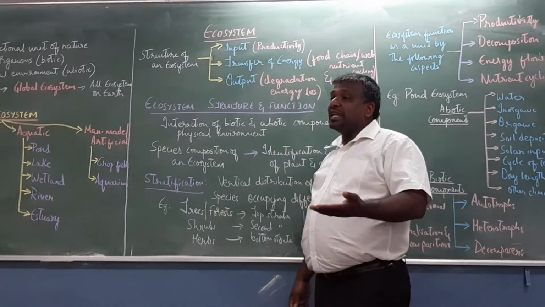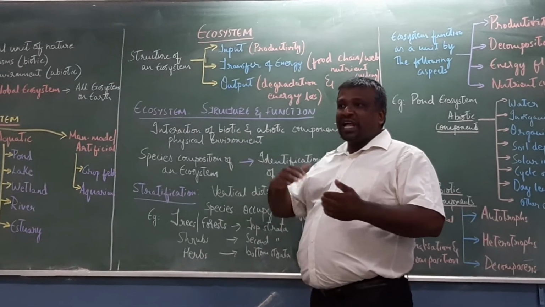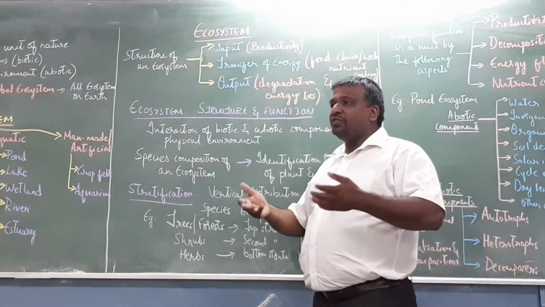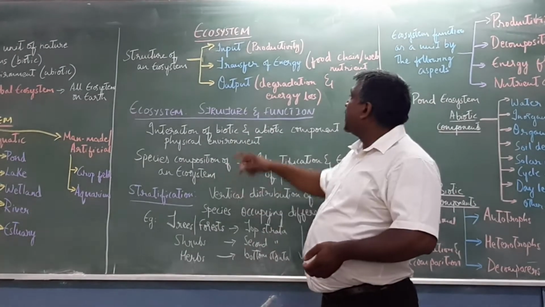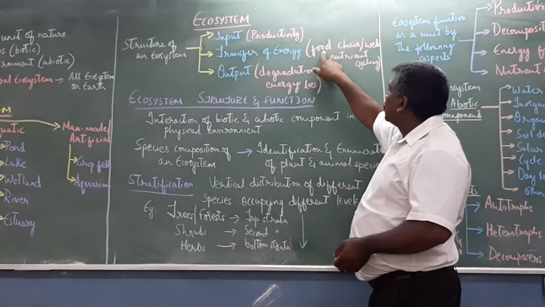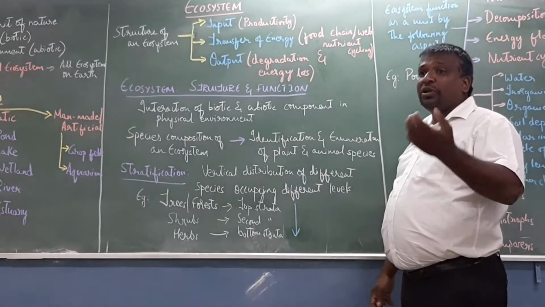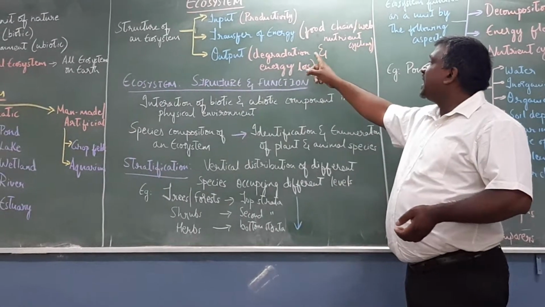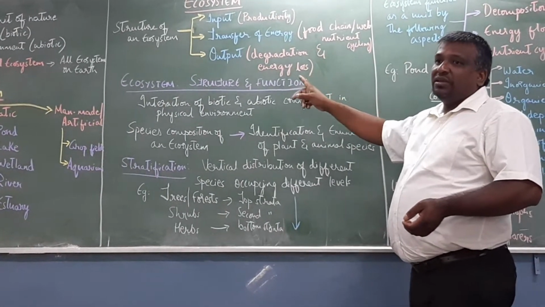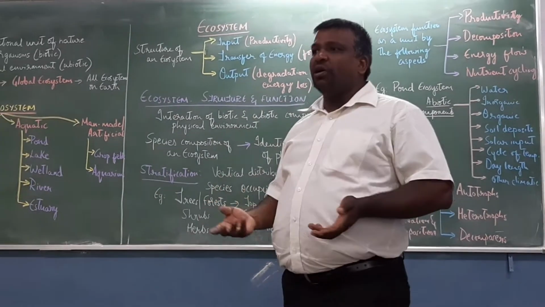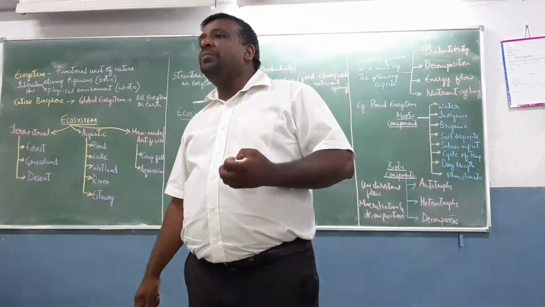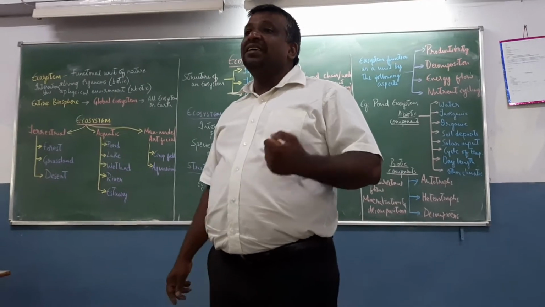The carnivore is an animal predator. So there is a transfer of energy during the process of consumption of food. Transfer of energy occurs through food chain or food web or by nutrient cycle. Output of this energy is by degradation and energy loss. Whenever there is respiration in all the organisms, some amount of energy is lost as heat energy.